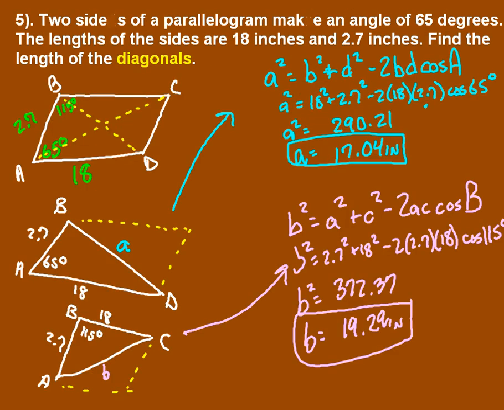And number 5, finding the length of 2 diagonals of a parallelogram. So I drew the parallelogram here, and then kind of redrew it twice, one with this longer diagonal, one with the shorter diagonal. And you have to solve 2 different side angle side problems. So in this one, when I took this diagonal BD, I have side angle side with 65 degrees in the middle, and in this one, side angle side with 115 degrees in the middle. So really the only difference between these 2 problems should be the angle that you use. But you do get 2 different answers, and one diagonal is indeed longer than the other.